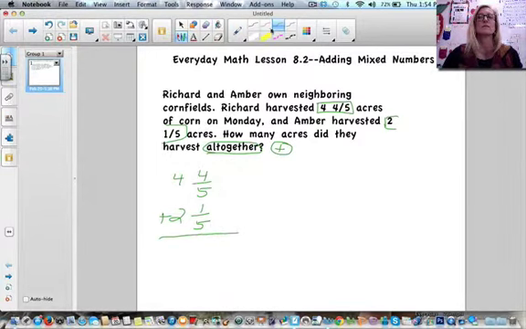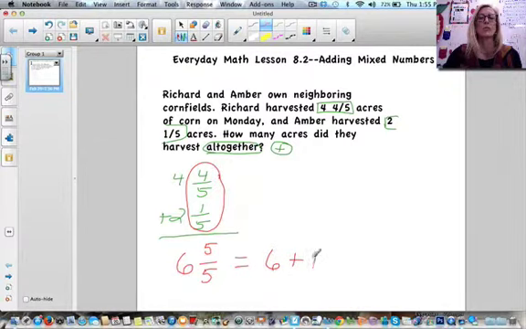Let me change the color of this real quick. Let's start by adding the fraction part. 4/5 plus 1/5 is 5/5. Then we'll add the whole numbers next, which is 4 plus 2, 6. Now we're going to simplify, or put it in lowest terms. What this really is the same as saying is 6 plus 1 whole, because 5 over 5 is the same as 1 whole. So that equals 7.